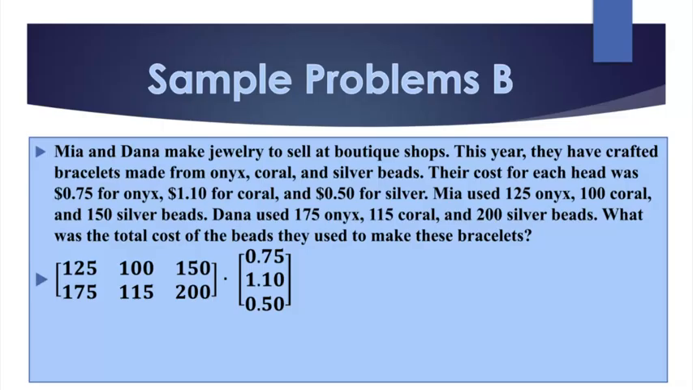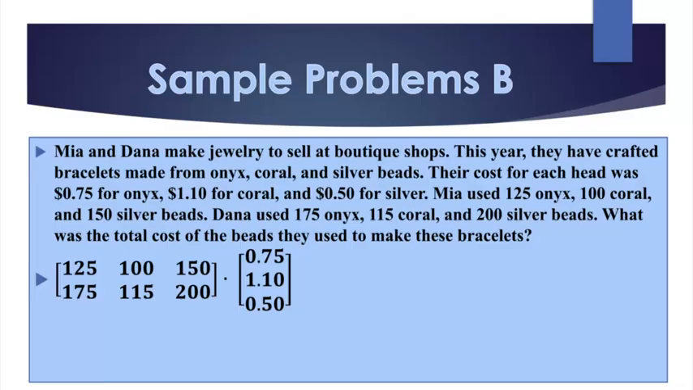So let's take a look at an example. Mia and Dana make jewelry to sell at a boutique shop. This year, they have crafted bracelets made from onyx, coral, and silver beads. Their cost for each bead was 75 cents for onyx, $1.10 for coral, and 50 cents for silver. Mia used 125 onyx, 100 coral, and 150 silver beads. Dana used 175 onyx, 115 coral, and 200 silver beads. What was the total cost of the beads they used to make the bracelets?